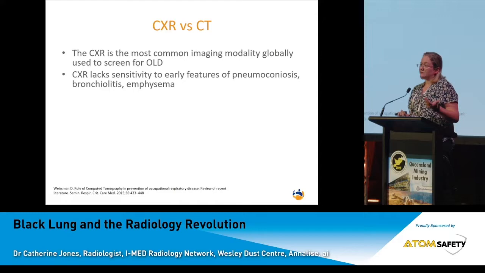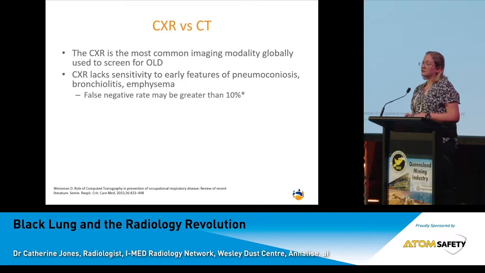However, as I've said, it lacks sensitivity or the ability to pick up the really early changes of these conditions in the lungs. And more than 10% of these can be falsely negative. And obviously that depends on who your workers are that are coming through the screening program, but 10% is a large number of people that we give a clean bill of health to, only to find out that actually maybe they weren't negative at all.